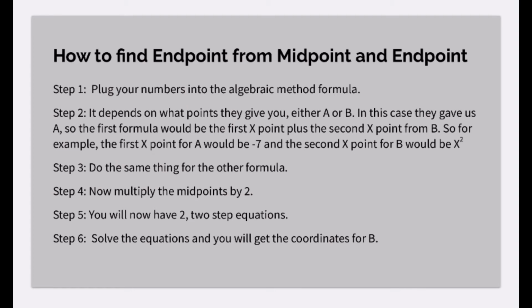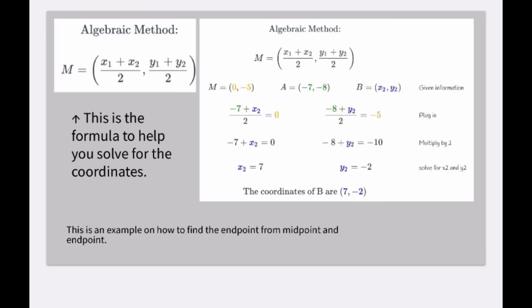Step 3. Do the same thing for the other formula. Step 4. Now multiply the midpoints by 2. Step 5. You will now have two two-step equations. Step 6. Solve the equations and you will get the coordinates for B. This is an example on how to find the endpoint from a midpoint and an endpoint. This is the formula to help you solve for the coordinates. M equals x1 plus x2 over 2 and y1 plus y2 over 2.